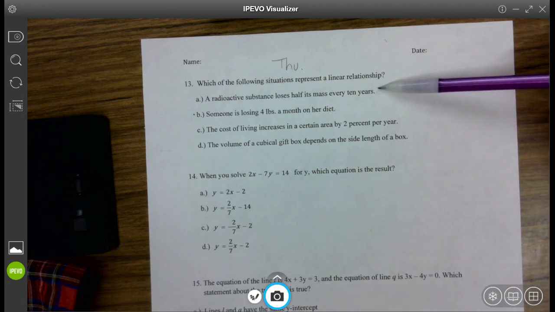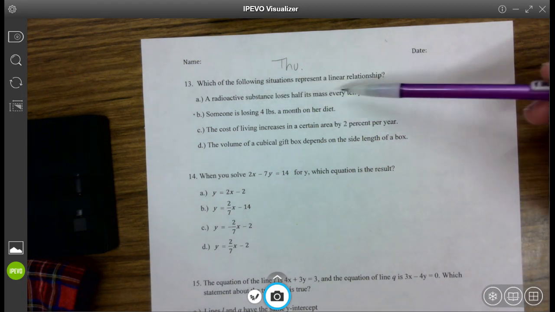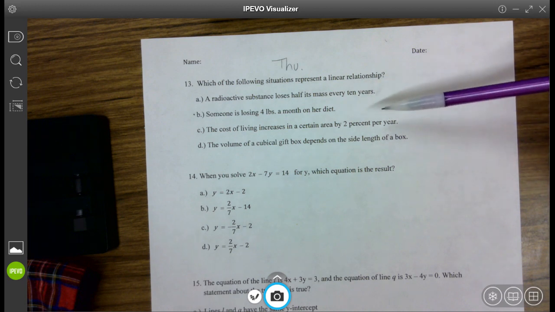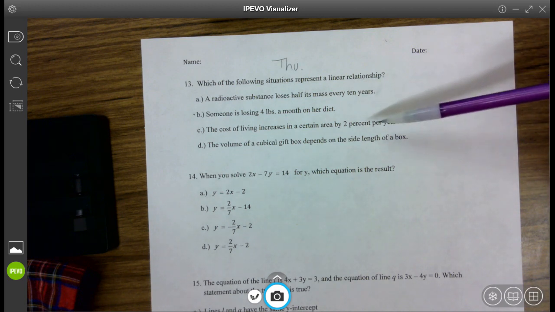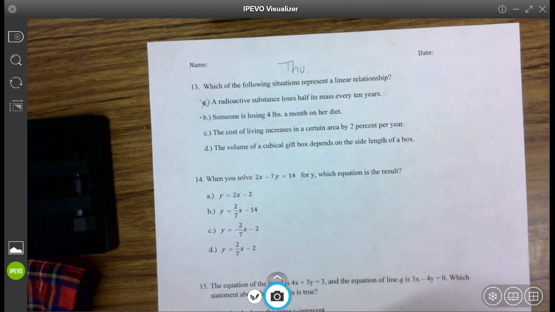So it says a radioactive substance loses half its mass every 10 years. So we know that there's really no common difference between the radioactive substance loss and the mass every 10 years. So this actually represents what is called an exponential relationship. So therefore, this one does not work.